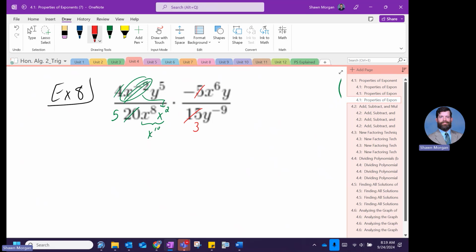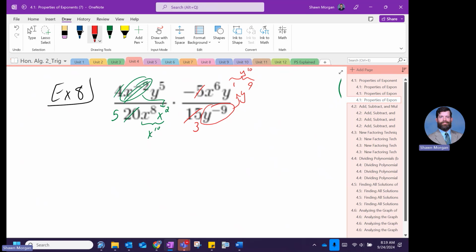And then, Braden, how about the y's on that second fraction? What could you do? Beautiful. We move him up to the top, y to the 9th, y to the 1st. We consolidate that to y to the 10th.